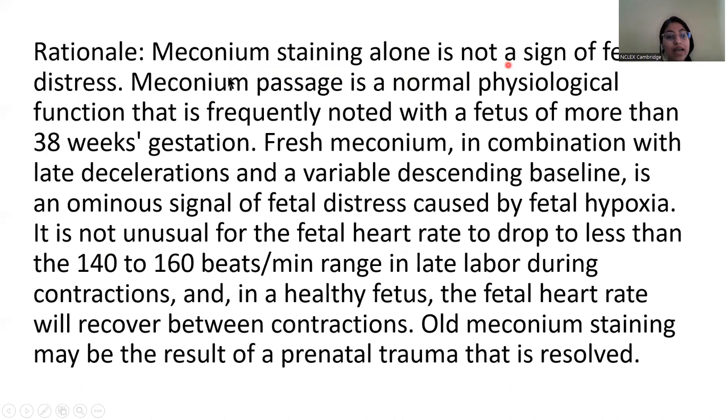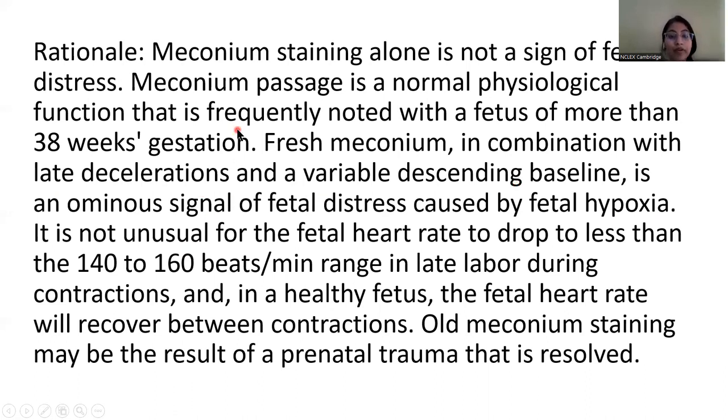Meconium staining alone is not a sign of fetal distress. Okay, so meconium is very normal if it is present from the vagina during vaginal examination. Okay, so meconium passage is a normal physiological function that is frequently noted for a fetus of more than 38 weeks of gestation. Fresh meconium in combination with late decelerations and variable descending baseline is an ominous sign. Ominous sign means it is a fatally dangerous sign of fetal distress caused by fetal hypoxia. Okay, so if there is fetal hypoxia, there will be a decreased oxygen level for the fetus, so there will be a decrease in the baseline data in the fetal monitor.